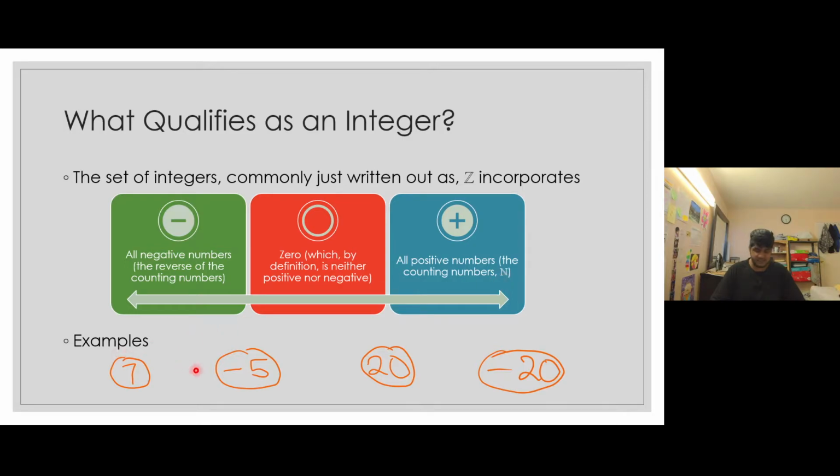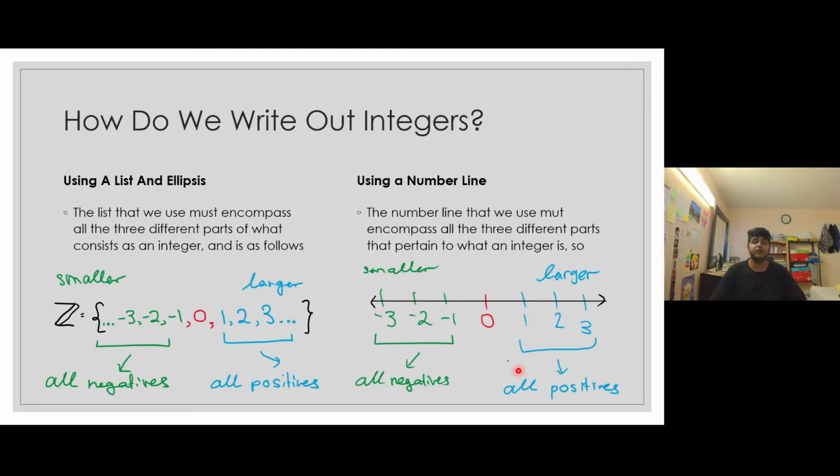And so you have all these examples of integers. We have 7, -5, 20, and -20. All these things qualify generically as integers. Now, how do you write out integers? There's two major ways we can do this.